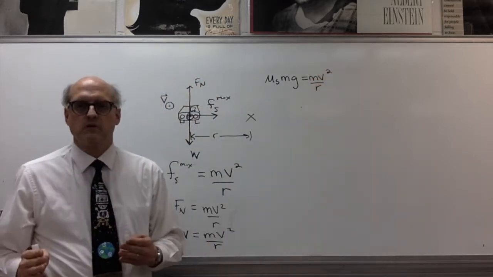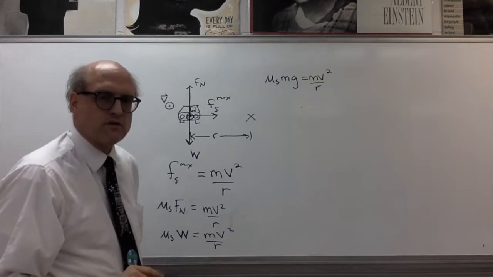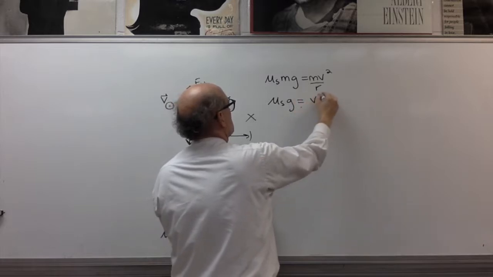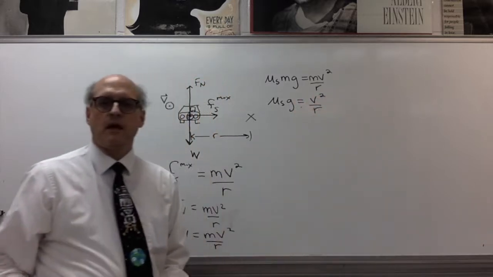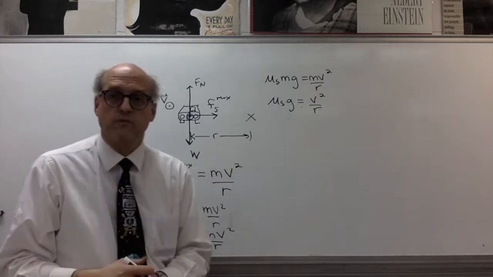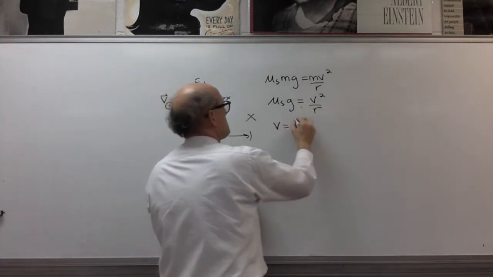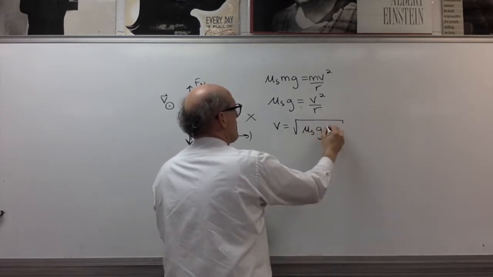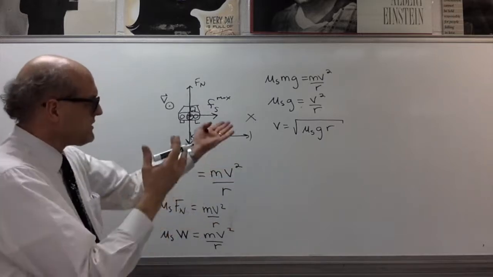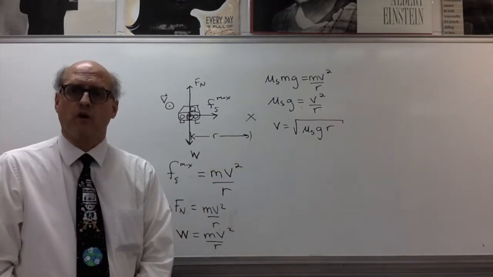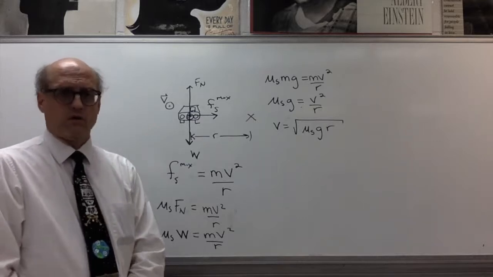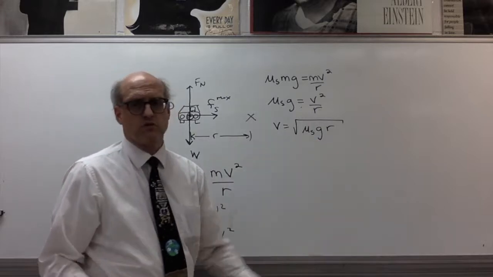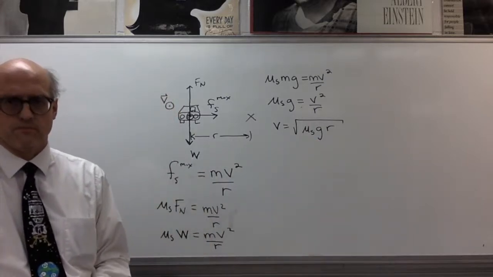Now notice that mass appears on both sides of the equation sign, so the mass cancels. And now we could solve for whatever. Let's solve for v. So we get v is equal to the square root of the coefficient of static friction times the acceleration due to gravity times the radius of the circle. So that is the maximum speed that a car can round this corner, where the coefficient of static friction is known, the acceleration due to gravity is known, and the radius of the circle.